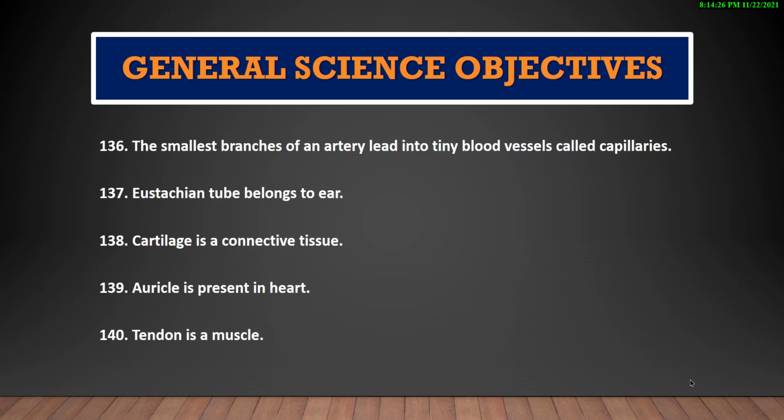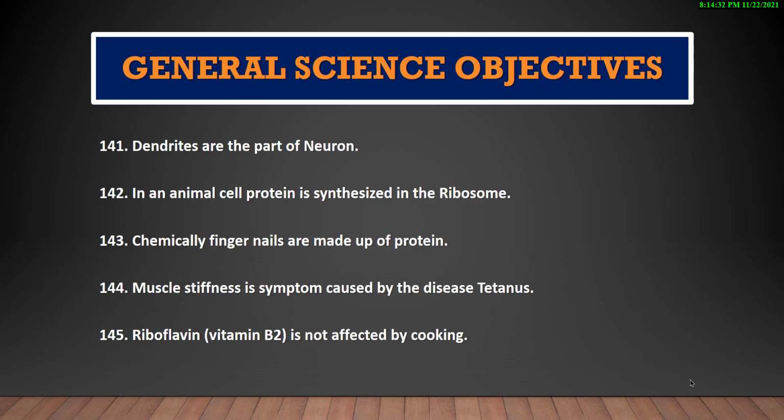Auricle is present in heart. Tendon is a muscle. Dendrites are the part of neuron. In an animal cell, protein is synthesized in the ribosome. Chemically, fingernails are made up of protein. Muscle stiffness is symptom caused by the disease tetanus.